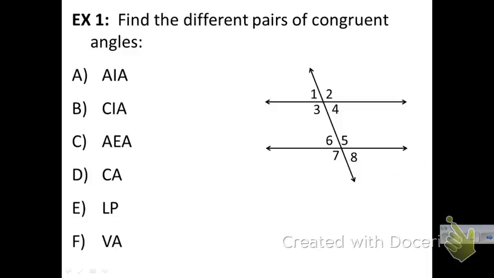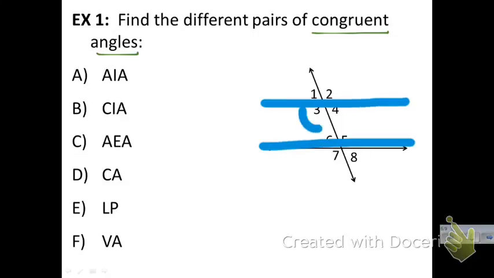Okay, on example 1 it says find all the different pairs of congruent angles. They're not all congruent. Some of them you'll find that are not congruent, and I'll explain it when we get there. So A is looking for all of the alternate interior. Remember to do this, we're looking inside and on different sides, so this is the S shape we're talking about.